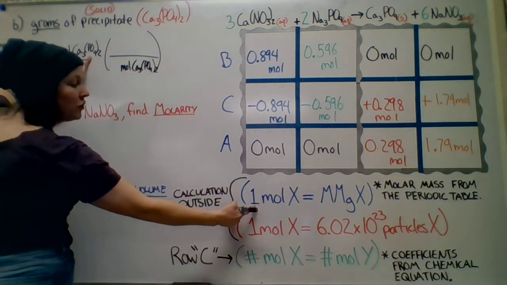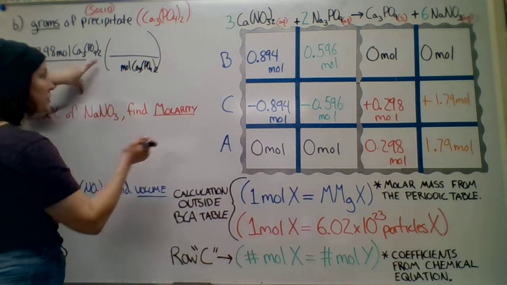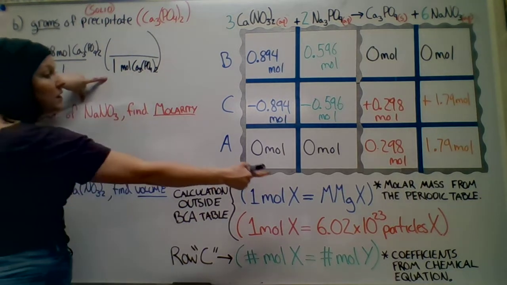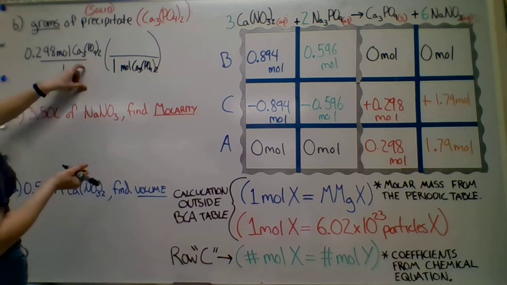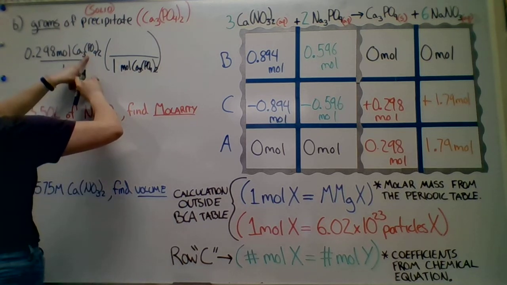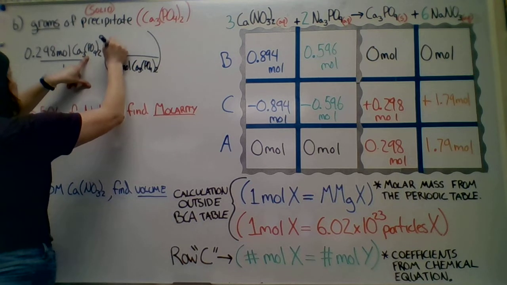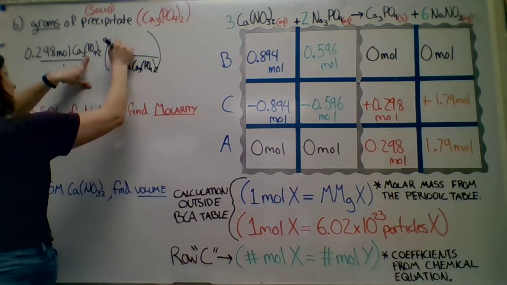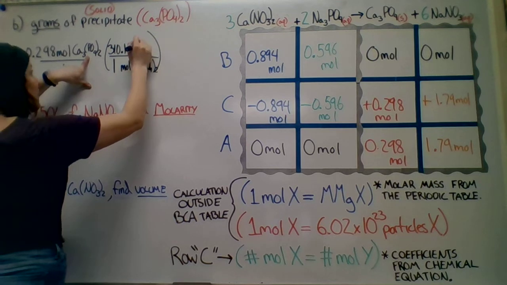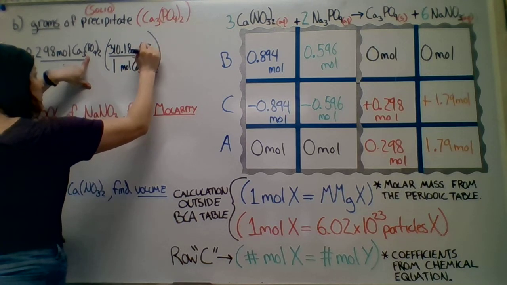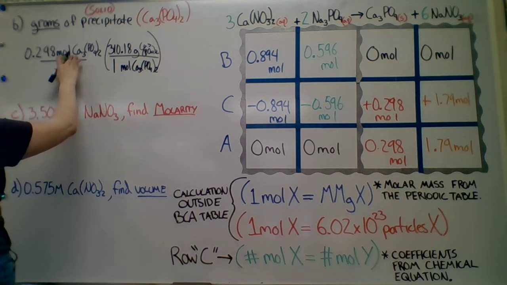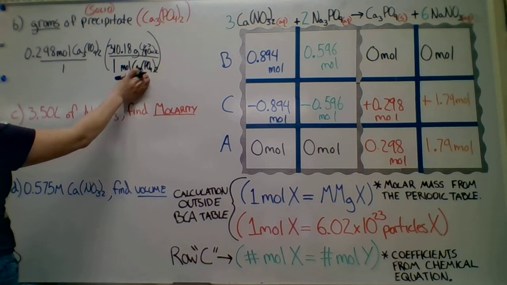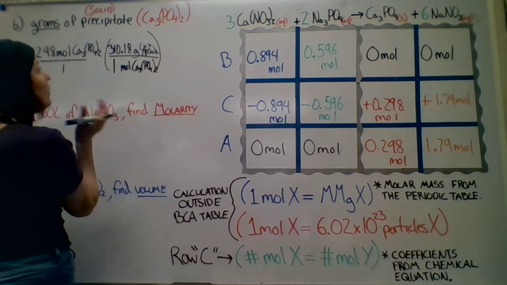And it says in my conversion factor that 1 mole of X is equal to the molar mass. So I'm going to fill that in with a 1. The molar mass of Ca3(PO4)2 can be calculated using values from your periodic table and adding them together. So the molar mass for Ca3(PO4)2 is 310.18 grams of Ca3(PO4)2. I know that I've successfully set this up because moles of Ca3(PO4)2 cancels out with moles of calcium phosphate on the bottom, and we're going to be left with grams of calcium phosphate.